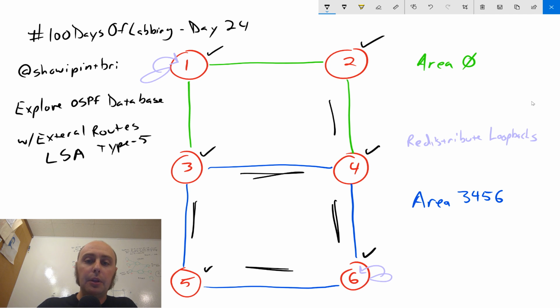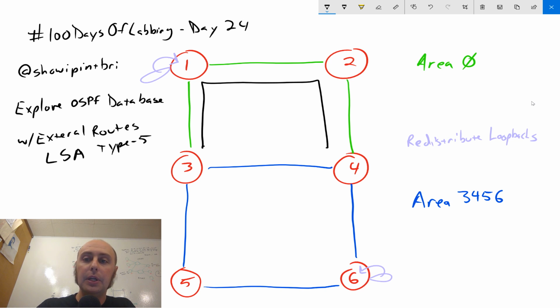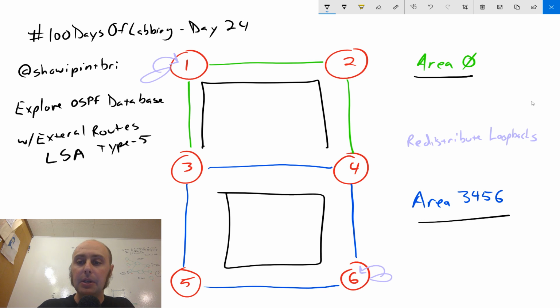So just walking through what I did here, I colored the links so we can easily see that they're separate areas instead of drawing dotted lines or large bubbles around them. Routers 3, 1, 2, and 4 are all in area 0, and then 3, 4, 5, and 6 are in area 3, 4, 5, and 6.